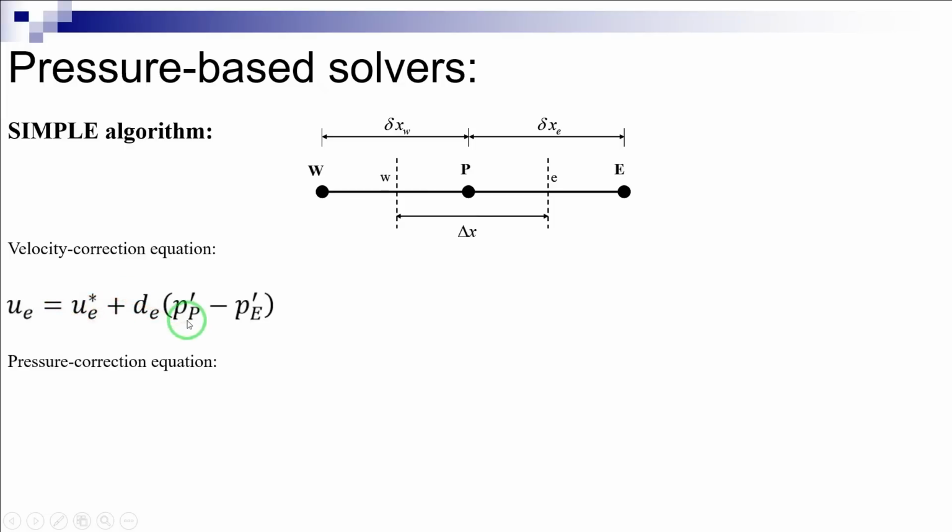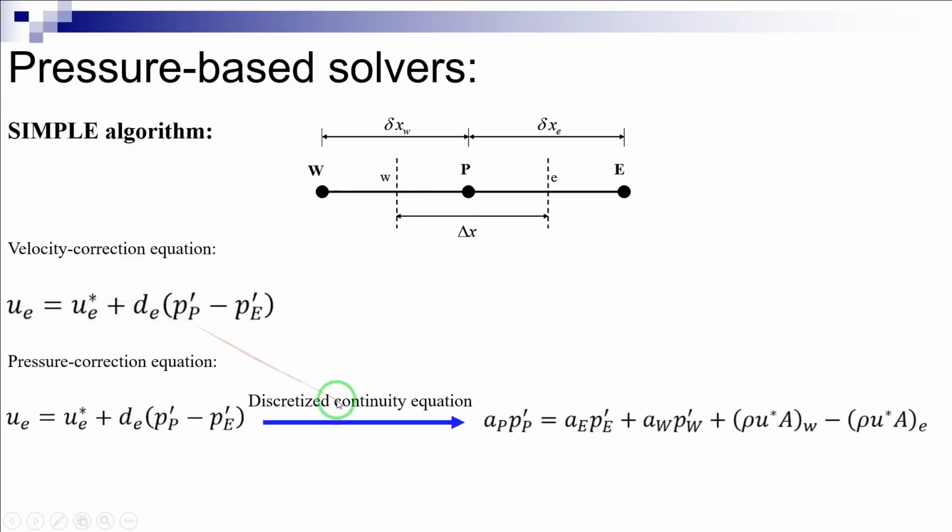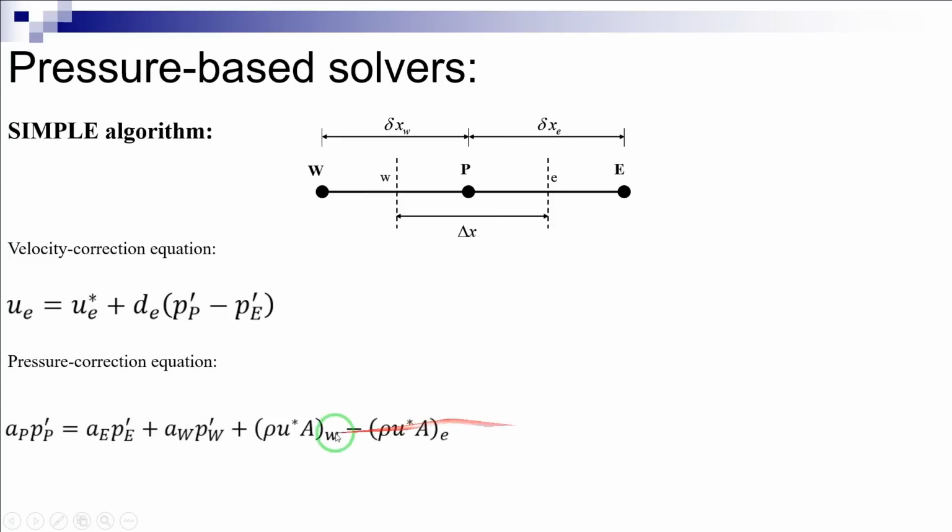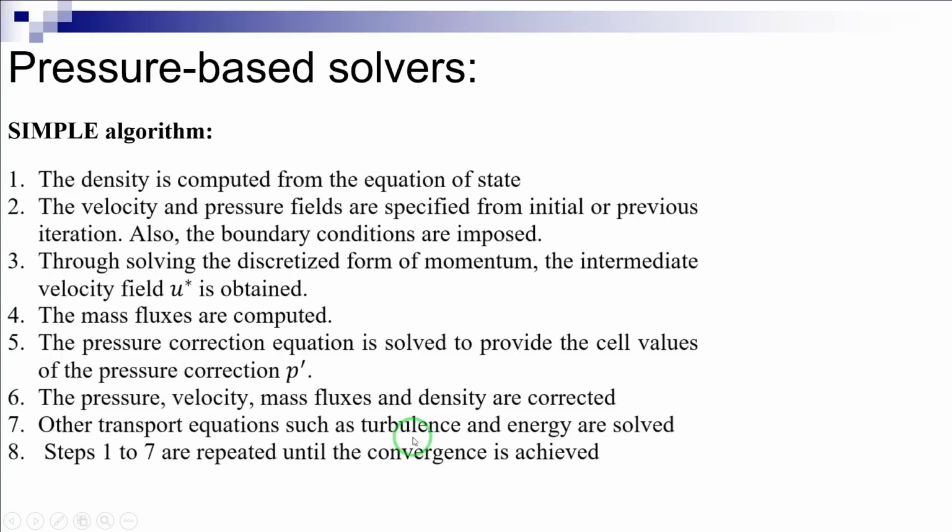The pressure correction equation can be obtained by substituting the velocity correction equation into the discretized continuity equation as shown here. The last two terms are mass sources indicating the residue. Our goal here is to use the pressure correction to eliminate this residue. So a quick summary of the SIMPLE algorithm is presented here.